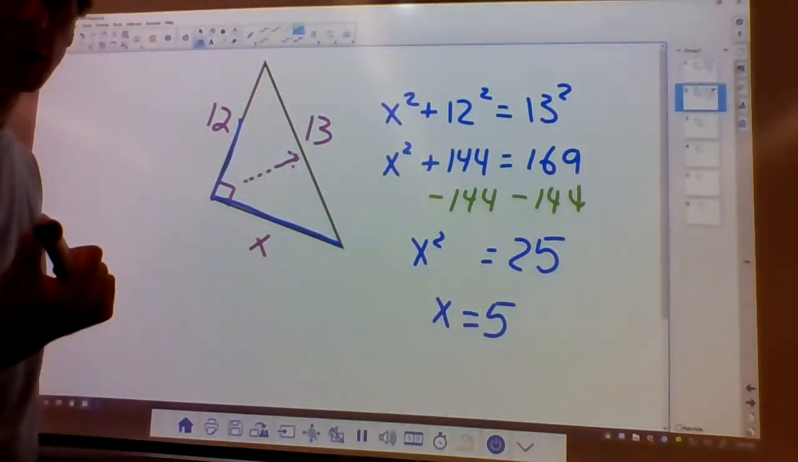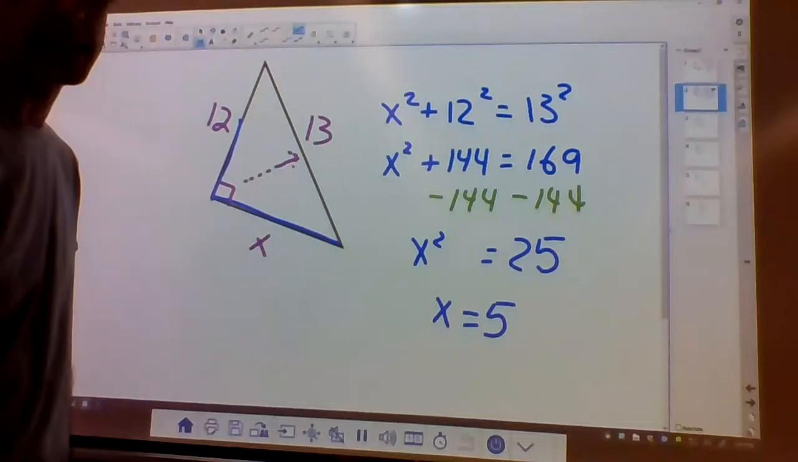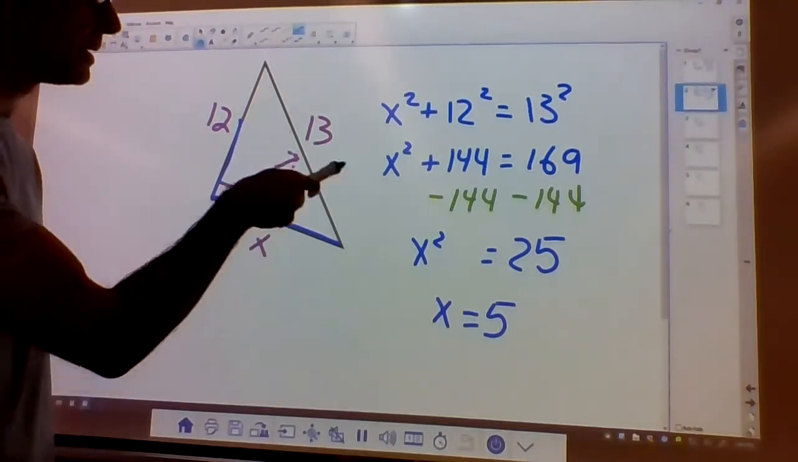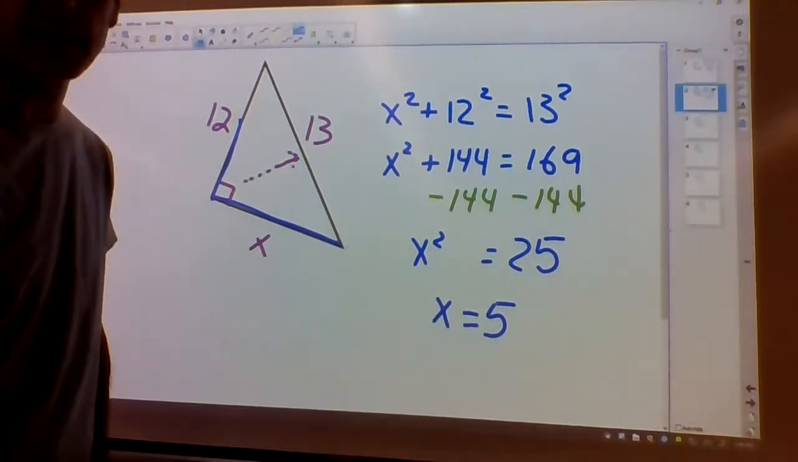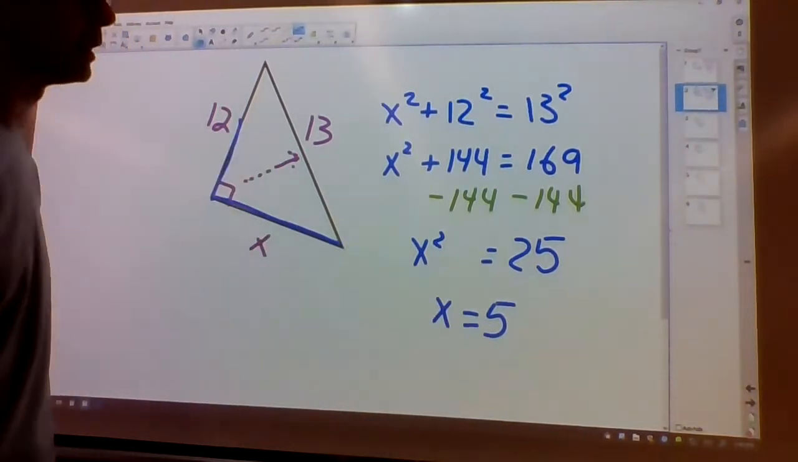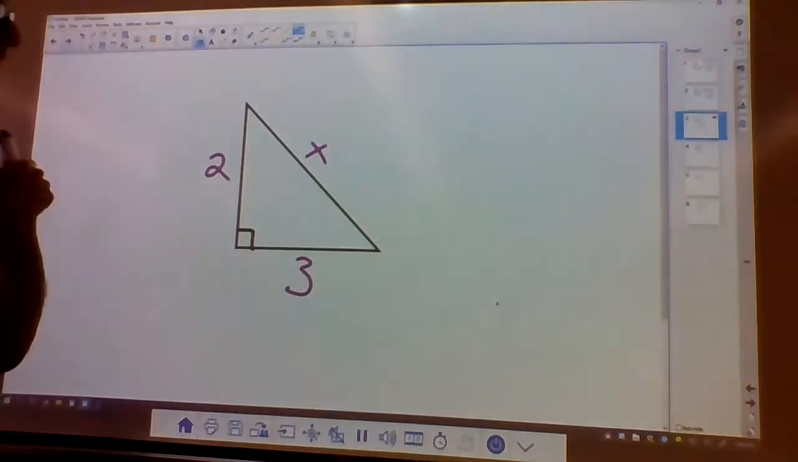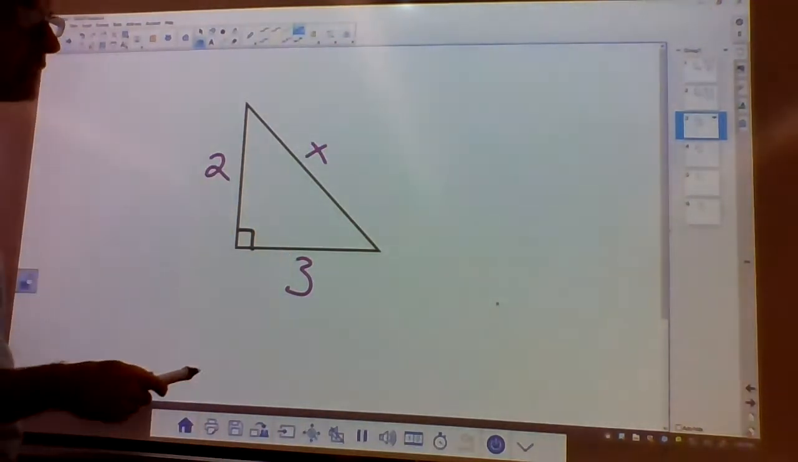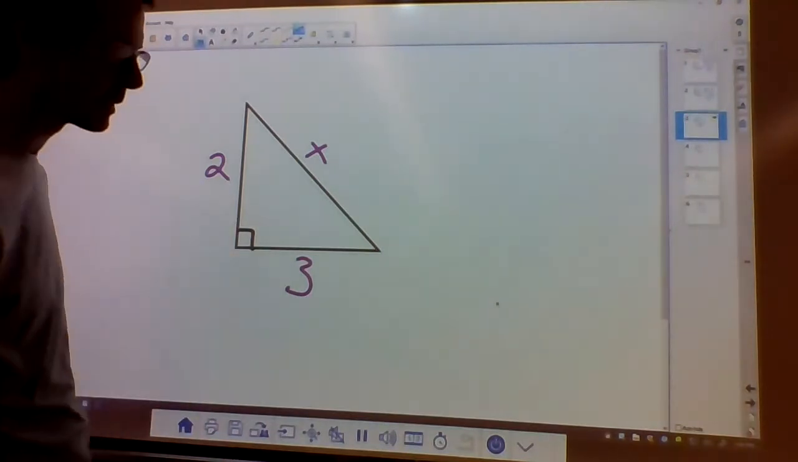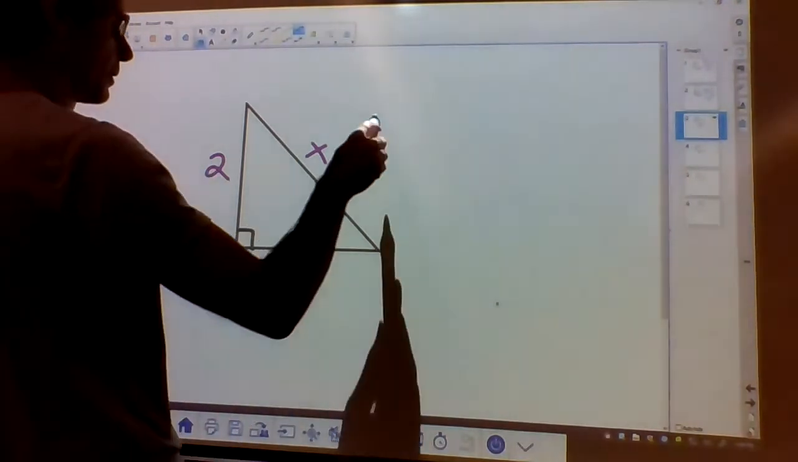So problem number 1, I gave you 2 legs. The answer came out a solid integer. Now I gave you a hypotenuse and a leg. The answer came out nicely as well. Those are the best types of problems. Now they get a little trickier. I give you the 2 legs, and we have to find the hypotenuse. I can tell you right away this will not come out nicely, so let's see how it comes out.